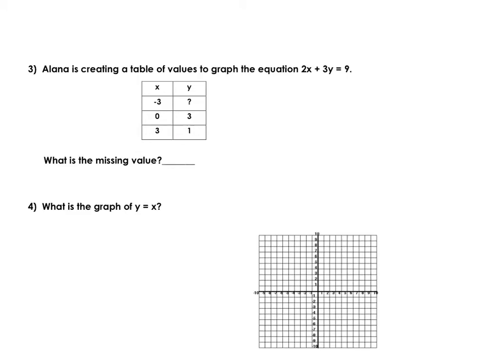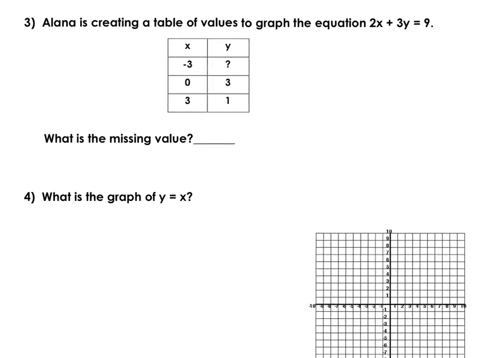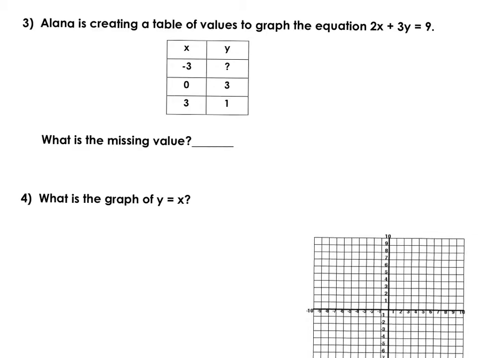So the next problem we're going to be looking at is where you're given a table and you've got to find a missing value. It says Alana is creating a table of values to graph the equation 2x plus 3y equals 9. What is the missing value? So the only one that we're going to be focusing on is this right here, this input, and we want to know the output. And so what we need to do is use the equation and plug in the input value, -3.